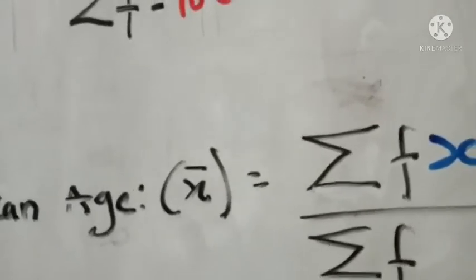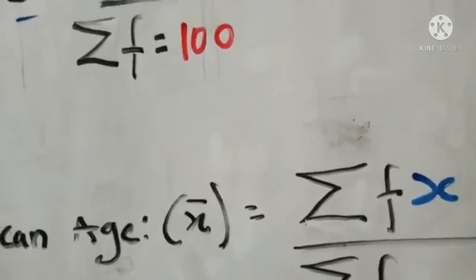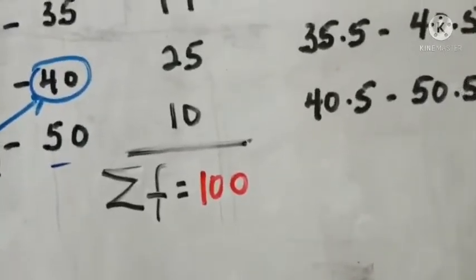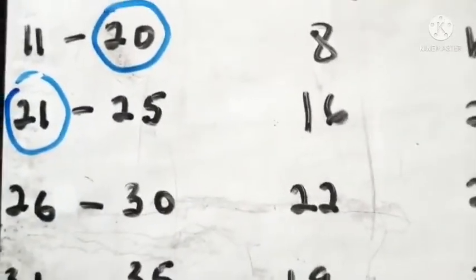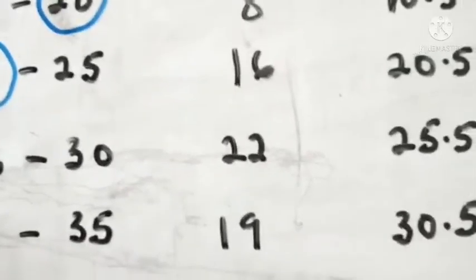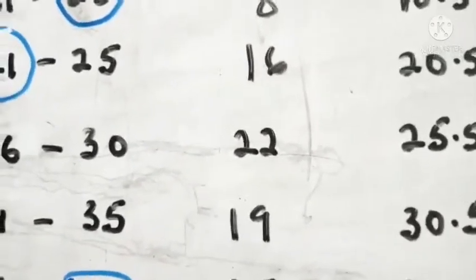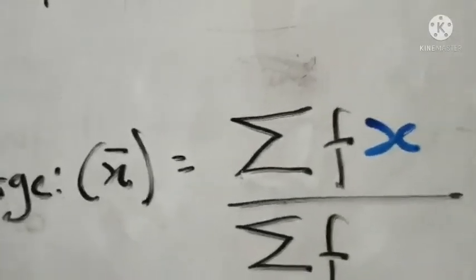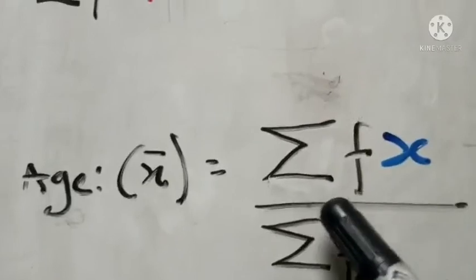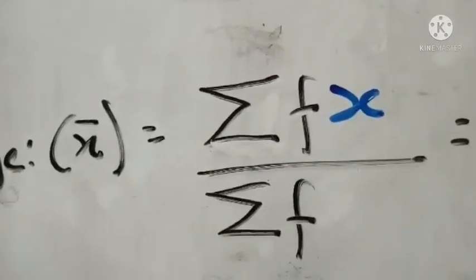This is the mean from grouped data, right? What I mean by grouped data is that the numbers are arranged, from 11 to 20, 21 to 30, meaning that we are grouping them to avoid multiple work. Okay, so that's the definition of the mean from grouped data. This is sigma fx divided by sigma f.